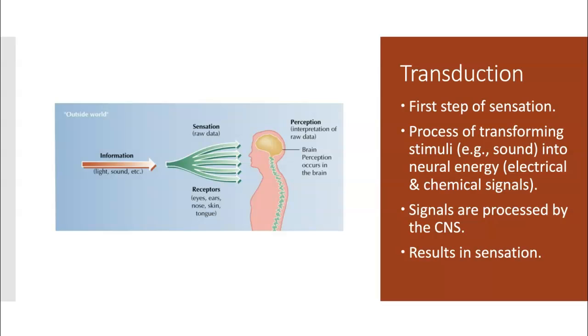So if it's a smell, we then smell whatever it is. Again, we don't know what we're smelling yet, but we experience the sensation of smell. Or light waves get turned into neural energy, which allows us to then see the image that we are looking at. But again, we haven't made any meaning out of that yet. It is just the physical sensation.